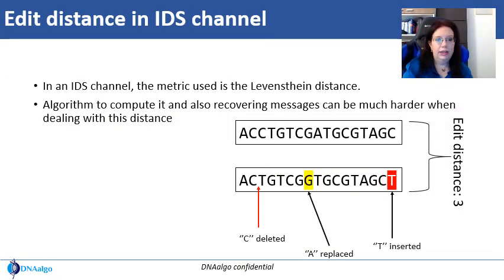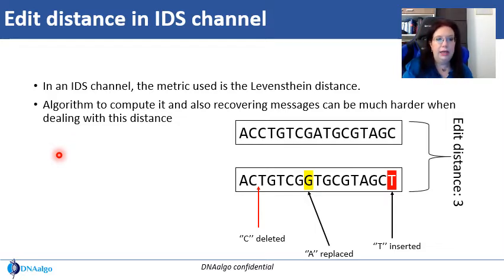The DNA data storage channel is an IDS channel, which means that the kinds of errors that can occur are insertion, deletion, and substitution, which is quite different from the standard storage channel where just substitution can happen. In an IDS channel, the metric we need to use is the Levenshtein distance, also called edit distance. While it is quite easy to understand how to compute it, the algorithm used to actually compute it and to recover the message when dealing with this distance is much harder.